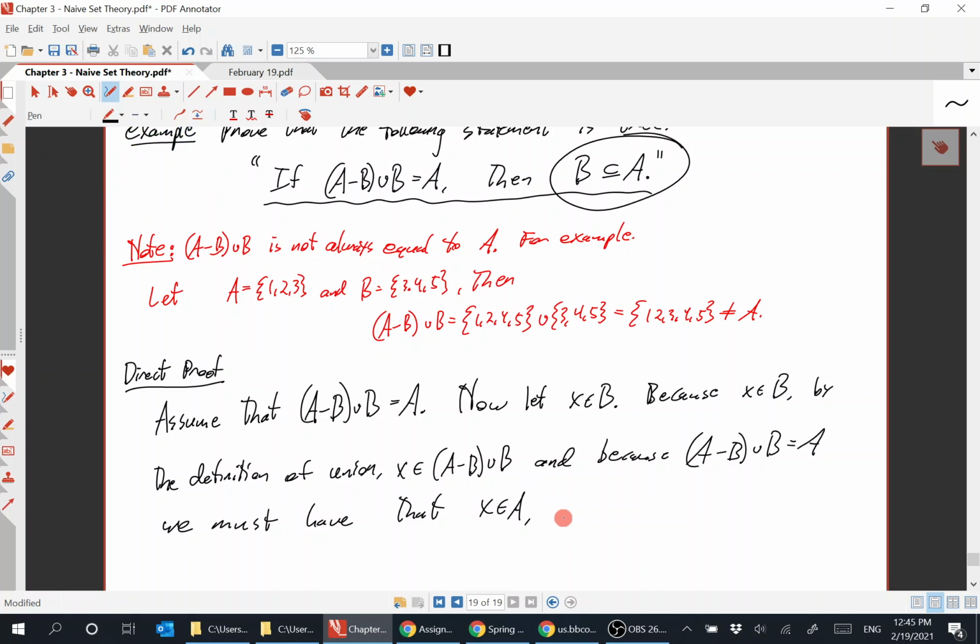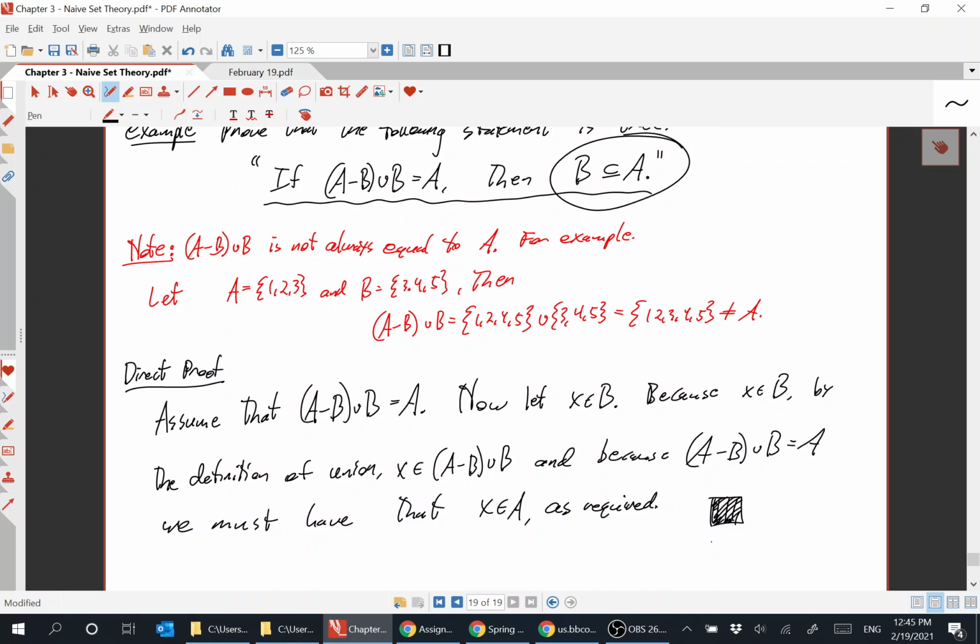So when we let X be in B, it's required to show that X is in A. Sometimes, when you've done what the requirement is, you can write "as required" at the end. You don't have to, but it's a nice style, and here's your little emoji. So there's a direct proof. Very nice.